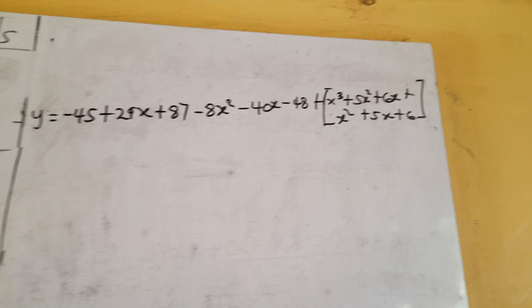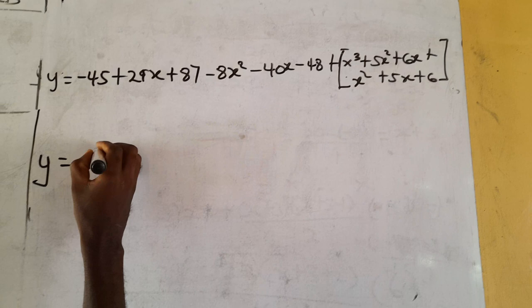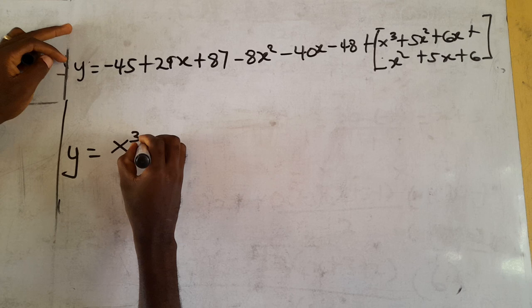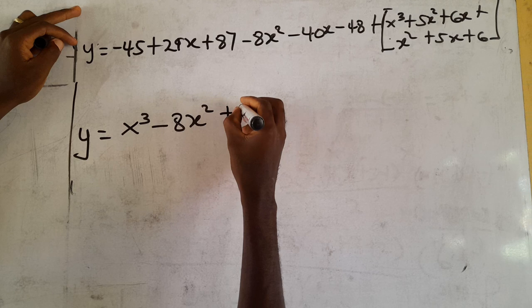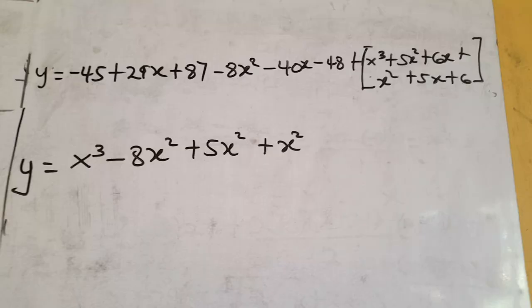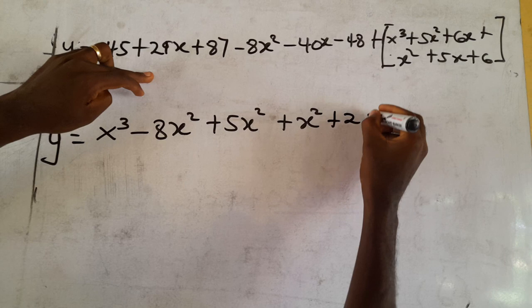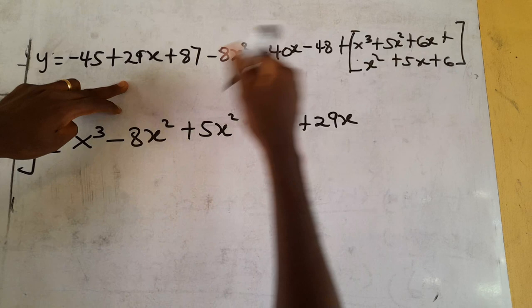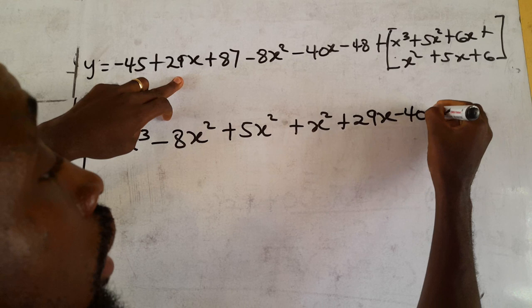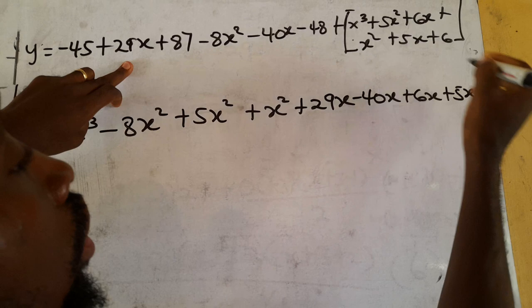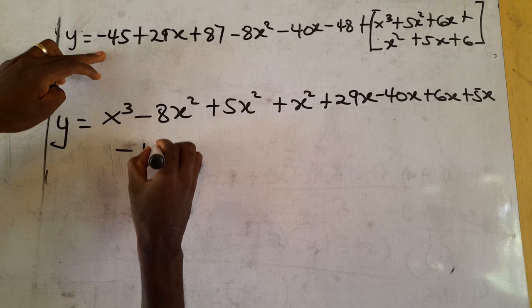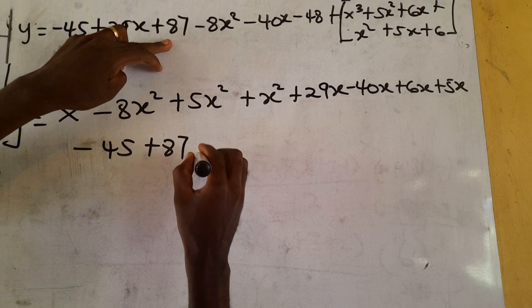So now group like terms. Then we'll see. So our y will be equal to, the highest power is x cubed. So x cubed. Now we'll bring the x squared terms. So we have negative 8x squared, then we have plus 5x squared, then plus x squared. The next is our linear term. So we have plus 29x, then minus 40x, then plus 6x, then plus 5x. Then we have our constant term. So minus 45, then plus 87, minus 48, then plus 6. I hope you get that.